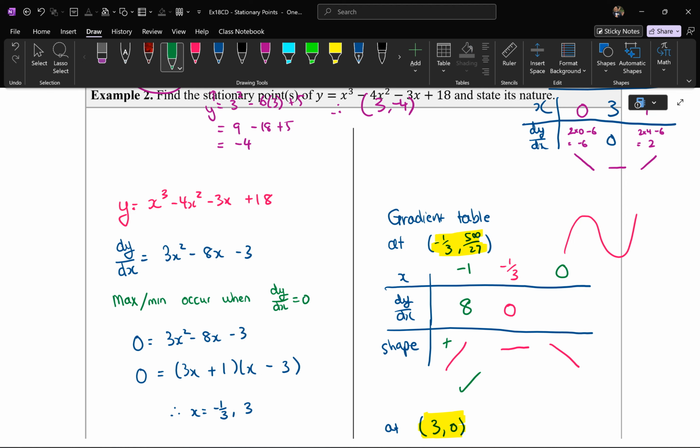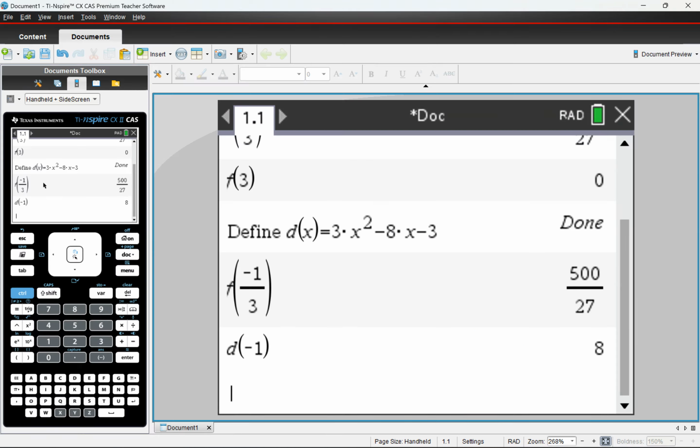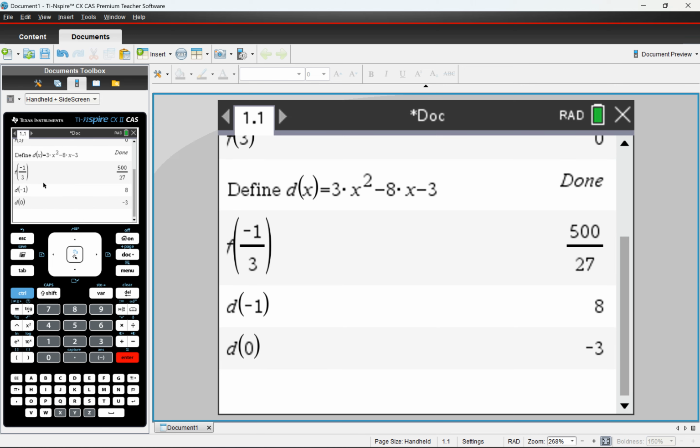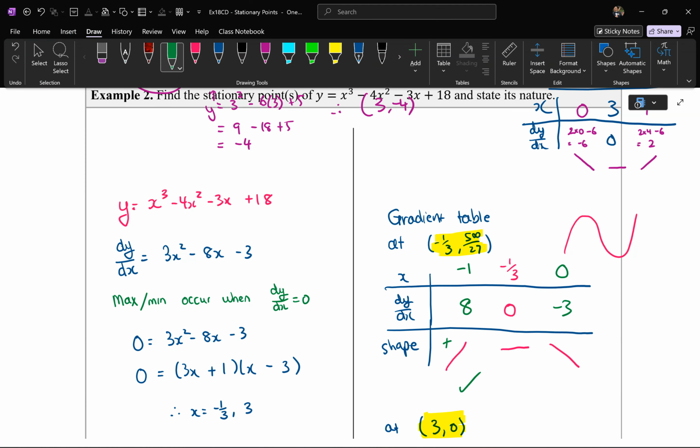We already know when x equals negative a third, the gradient is 0, so you don't have to test that because we already did it over here. And then over here, we just need to know what's the gradient when x is 0. So here we go. d of 0, it's negative 3. And I've proven that yes, if you pick a number that's greater than x equals negative a third, I should have a negative gradient, and I do. So positive gradient, 0, then negative implies this must be a maximum. Okay, so it should be a maximum stationary point.